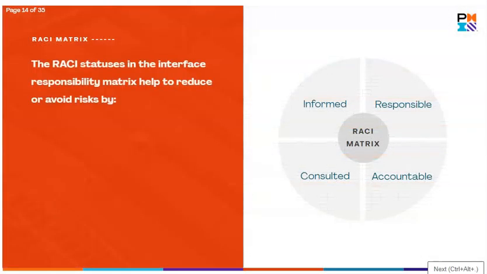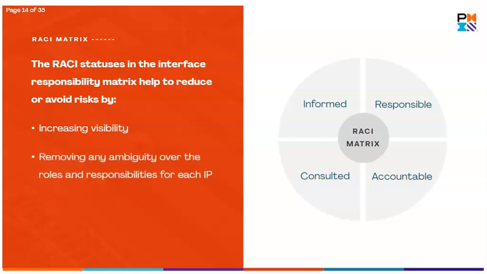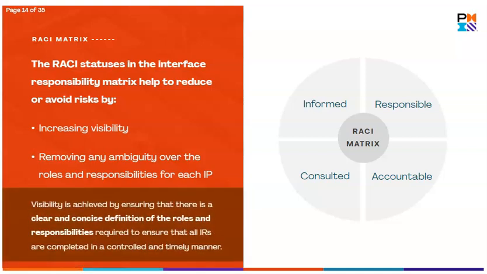The RACI statuses in the Interface Responsibility Matrix help to reduce or avoid risks by increasing visibility and removing any ambiguity over the roles and responsibilities for each IP. Visibility is achieved by ensuring that there is a clear and concise definition of the roles and responsibilities required to ensure that all IRs are completed in a controlled and timely manner. Click each item to learn more.